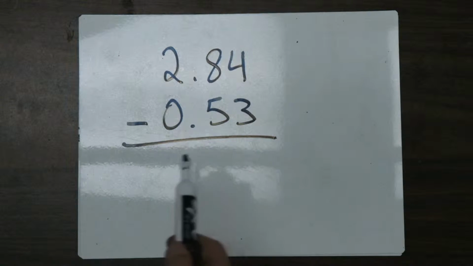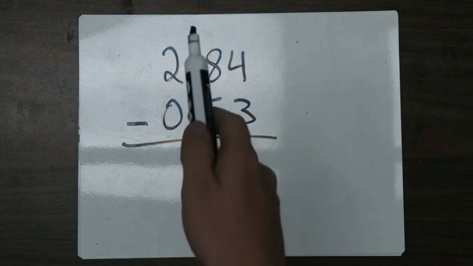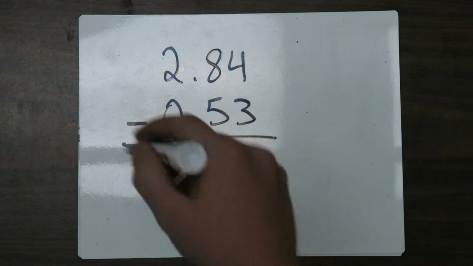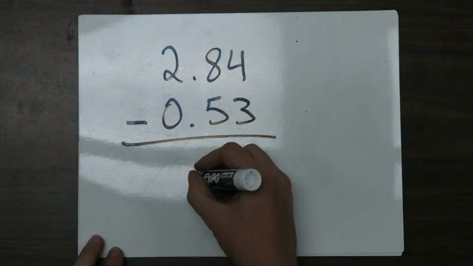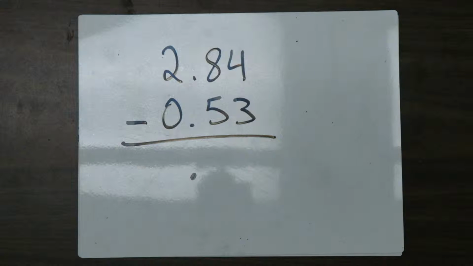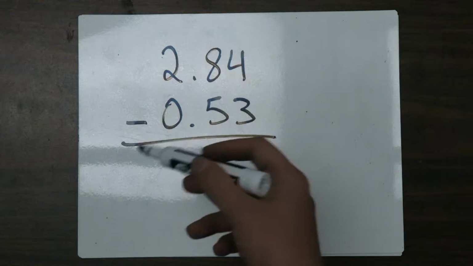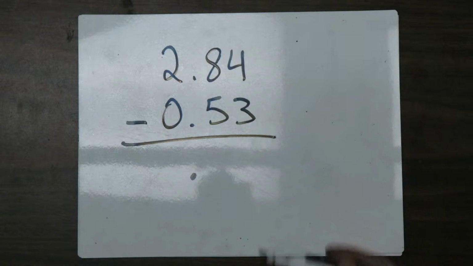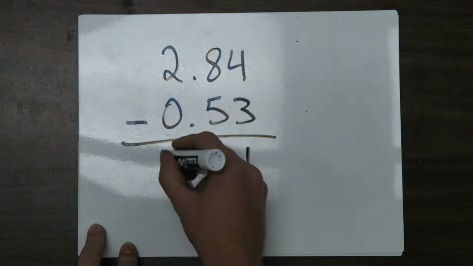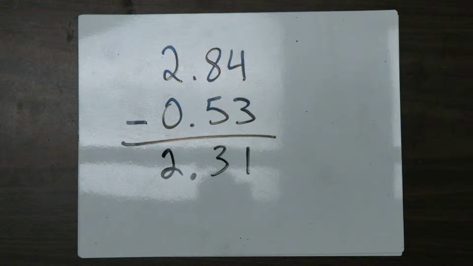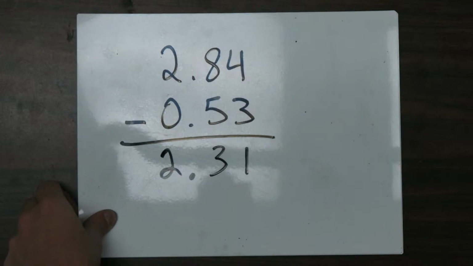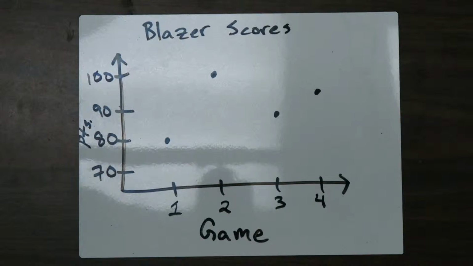Now this is also the key when we're subtracting. So again, I line up my decimal points. I don't even have to guess. I don't even have to do any math yet. I can already put the decimal point in my answer because I know it's going to be lined up with the other ones in the problem. Then I just go ahead and perform the subtraction. 4 minus 3 is 1, 8 minus 5 is 3, 2 minus 0 is 2, and there's my answer, 2.31. Again, lining up the decimal point is the name of the game.